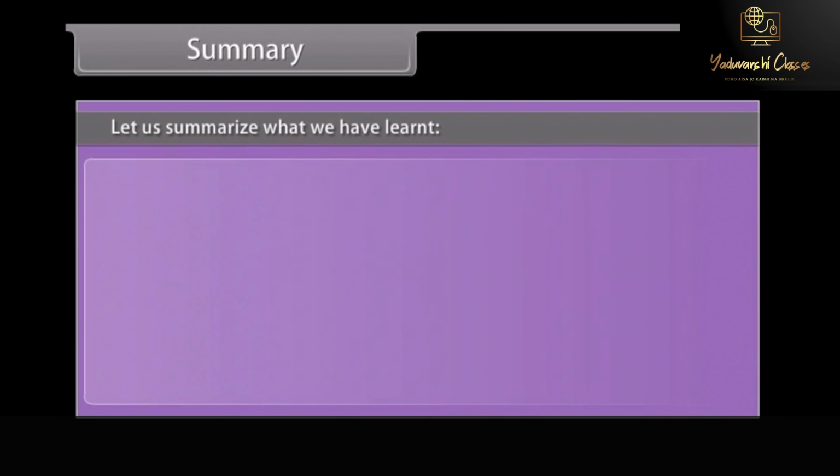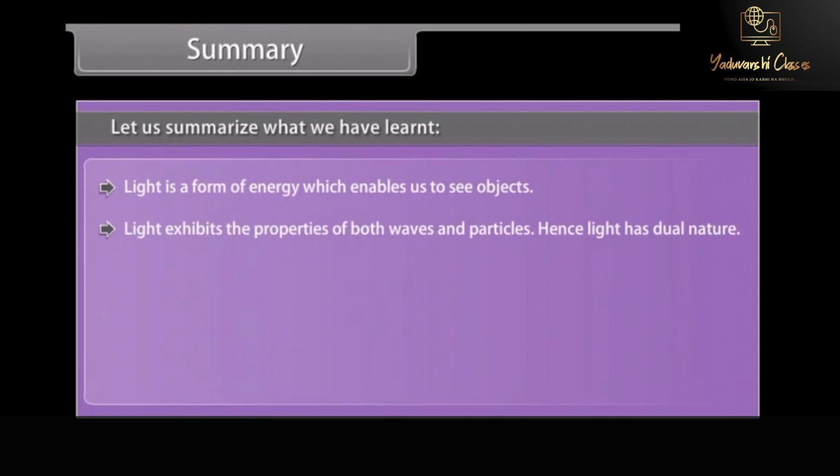Summary. Let us summarize what you have learned. Light is a form of energy which enables us to see objects. Light exhibits the properties of both waves and particles. Hence, light has dual nature. The process of sending back of light rays which fall on a surface is called reflection.